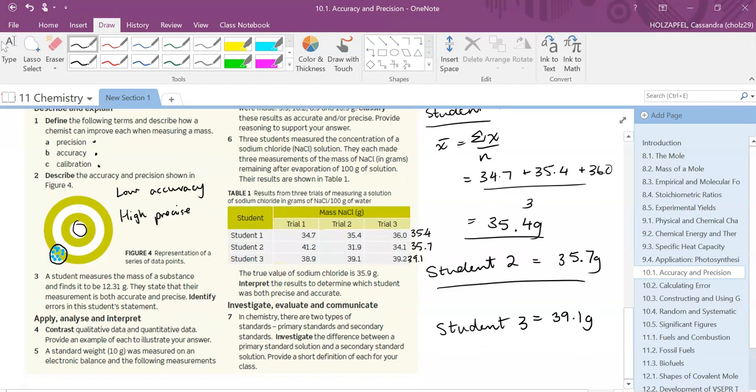All right, so I'm going to leave you guys to have a go at question 7. So investigate, evaluate, and communicate this last sentence.